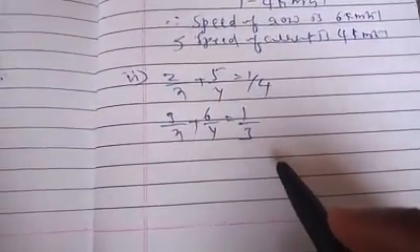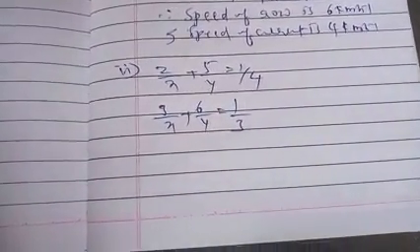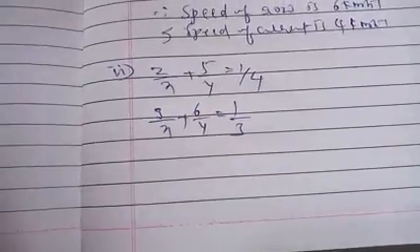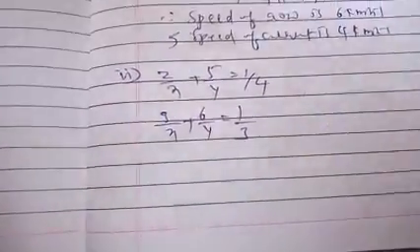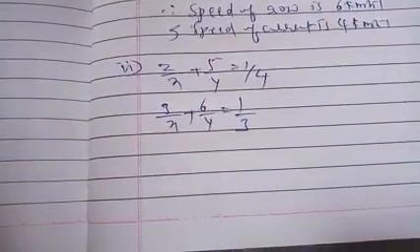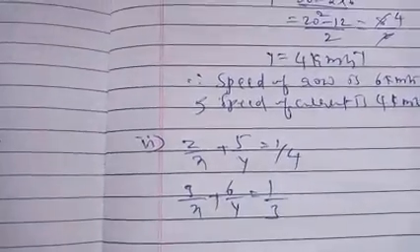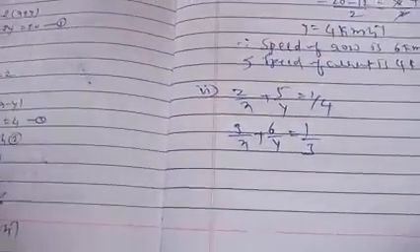Question number 3: Ruhi travels 300 kilometers to her home partly by train and partly by bus. She takes 4 hours if she travels 60 kilometers by train and the remaining by bus. If she travels 100 kilometers by train and the remaining by bus, she takes 10 minutes longer. 10 minutes longer means she can take 4 hours 10 minutes. Find the speed of the train and the bus separately.